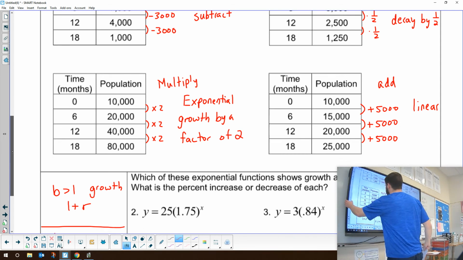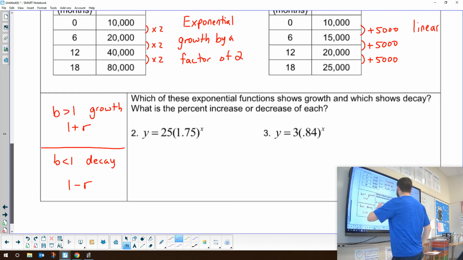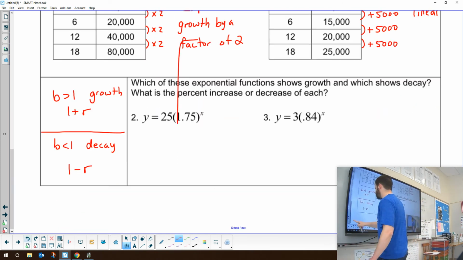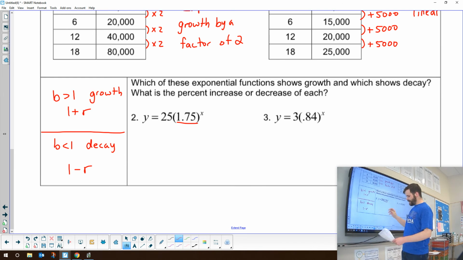Okay, so let's take a look here at how do we tell if it's growth or decay. So let's take a look at this first one, number 2. So number 2, to tell if it's either going to be a growth function or a decay function, we look at the base. So here I have my base. And for this one, my base is going to be greater than 1. You see that? My base is greater than 1 on this one. I'm actually going to write this above it. So my base is greater than 1. So this one is going to be a growth function.